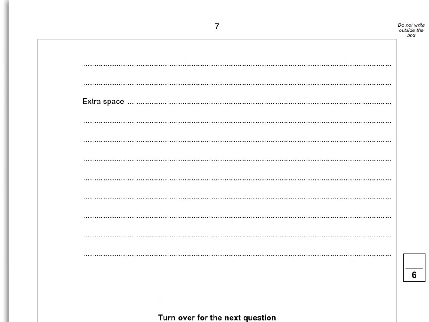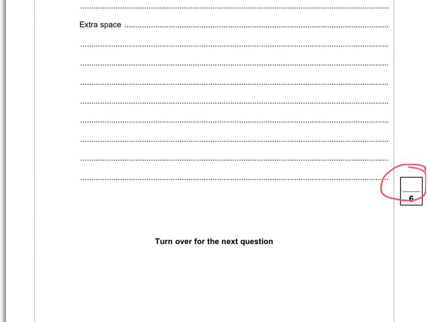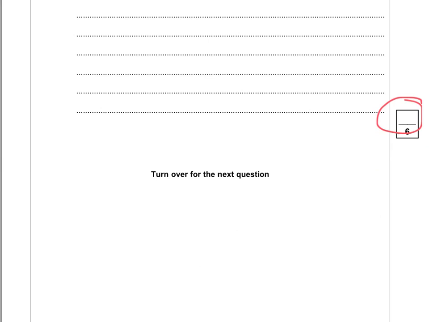There's more room to answer over the page, not that you necessarily need it, and there's the place to write your mark out of 6. Turn over for the next question. That means turn the page over. It doesn't mean you've got to get out of your seat and roll over. You might get into trouble for that in the exam.